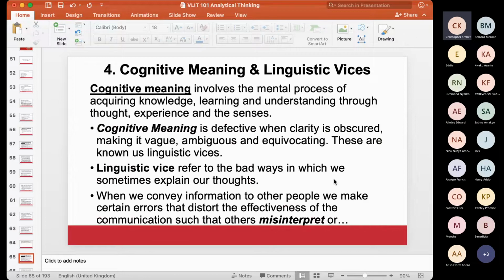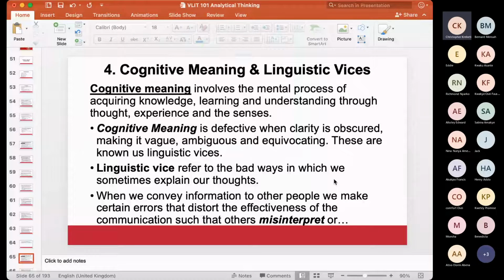Now, having established all of this, we want to look at cognitive meanings. As I have told you right from the beginning, cognitive meaning involves the mental process of acquiring knowledge, learning, and understanding through thought, experience, and the senses. So it's all about trying to receive information, making understanding out of that information. But the information comes through the knowledge you acquired and all of that.